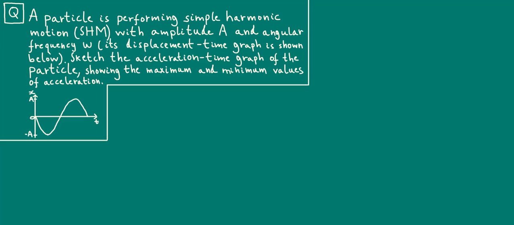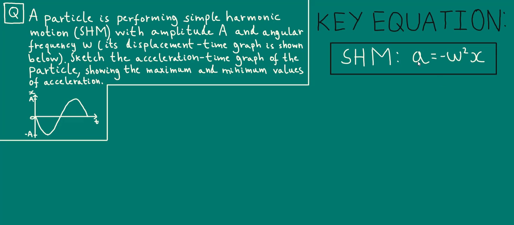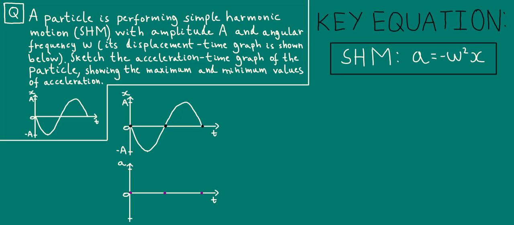Recall that if something is undergoing SHM, then the following equation holds true. A stands for acceleration, X stands for displacement, and this curly looking W is omega, which stands for angular frequency. What this means is that if you know X, you can find A by just multiplying X by minus omega squared. So when X is equal to 0, as shown by these black points here, A is also going to equal 0. And we can show this on a graph of acceleration versus time.